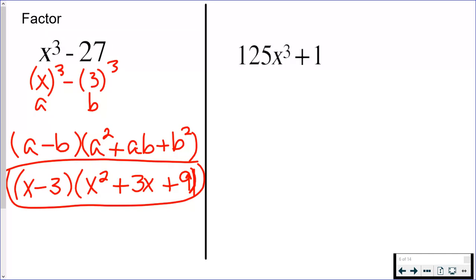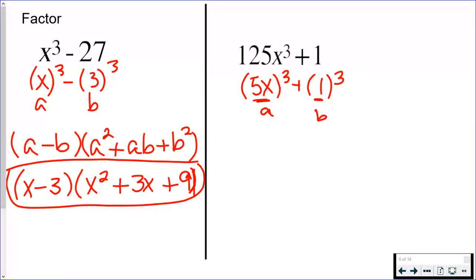Now, if you're confused, don't worry, I'm going to do another one. This time I have a sum of cubes. I know this because I can rewrite this as something to the third power plus something to the third power. Five to the third is 125. x to the third is x to the third. So my a this time is 5x. b this time is 1. 1 is a perfect cube. 1 times 1 times 1 is 1.